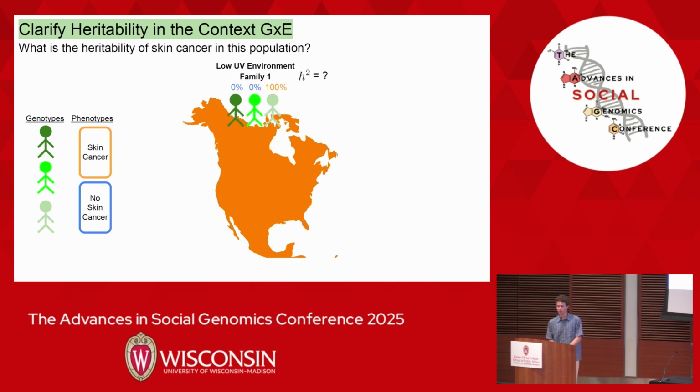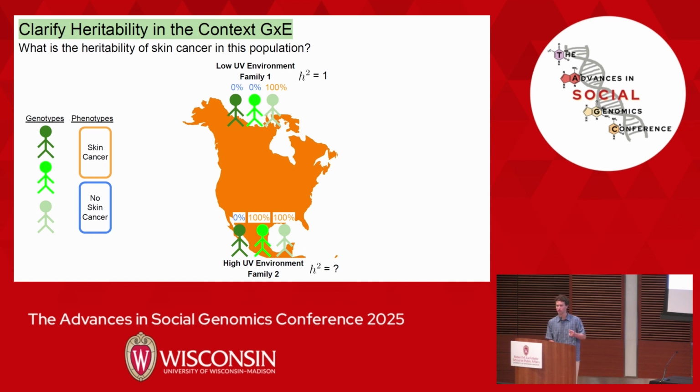Some of them settle where there's a low UV environment, and the first 2 never get skin cancer, and the last genotype always gets skin cancer up here. So all phenotypic differences are explained by differences in genetic effects, so the heritability is 1. Another family of Martians settles in the high UV environment. The only difference here is that the middle green person, now that genotype will always get skin cancer. Their genetics isn't protective down here anymore.